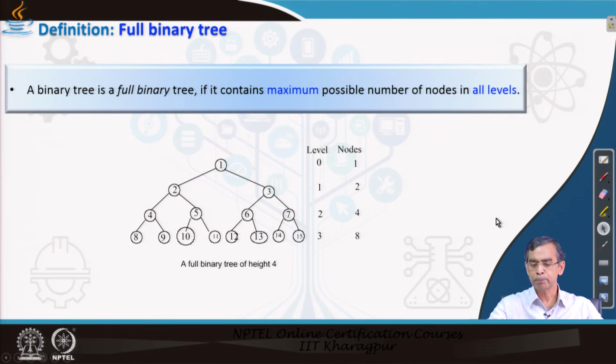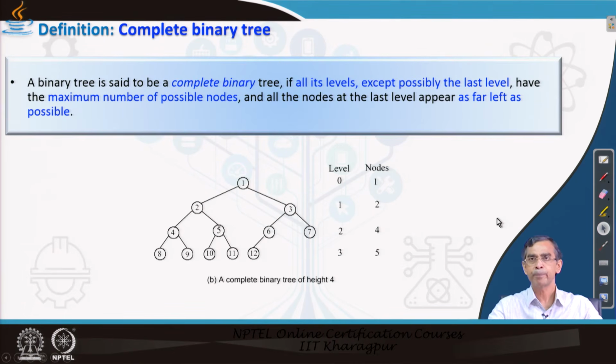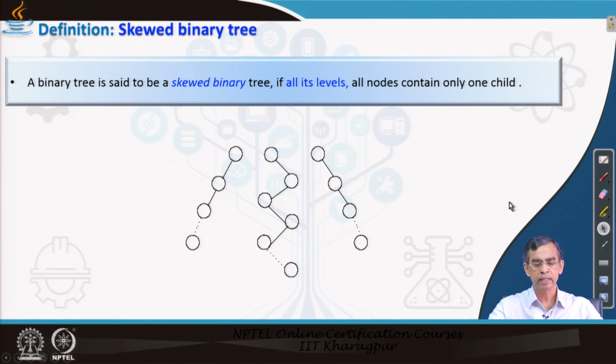Similar to the full binary tree, there is a complete binary tree. A complete binary tree is just like a full binary tree, but the only difference is that, except the last level, all levels have the maximum number of nodes possible in that level. So, in that sense a full binary tree is a complete binary tree, but the reverse is not true: a complete binary tree is not necessarily a full binary tree. These are two different names, or nomenclature, for a binary tree.